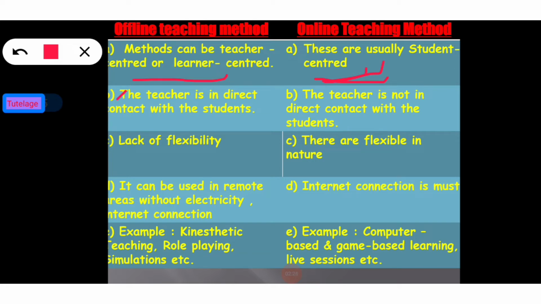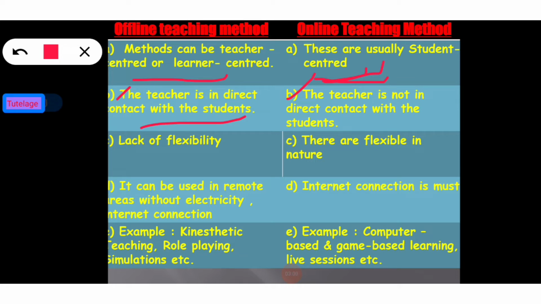Now going to the second point. In the offline teaching method, the teacher is in direct contact with the students. Obviously learners need to be physically present in the classroom, and the whole teaching process takes place inside the classroom, so there is direct eye contact with the students. But in the online teaching method, the teacher is not in direct contact with the students.